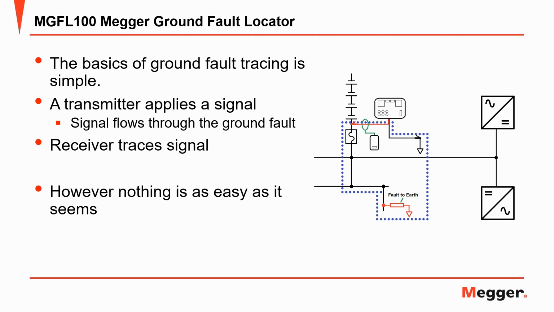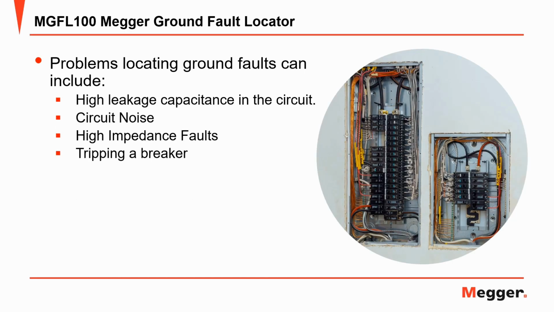The basics of ground fault tracing is simple. A transmitter applies a signal that flows through the ground fault, and that signal is traced using a receiver. However, nothing is as easy as it seems. There are many things that can cause problems and keep an operator from locating a ground fault. These can include high leakage current due to high capacitance in the circuit, noise, a high impedance fault, plus there is always the danger of tripping a breaker.